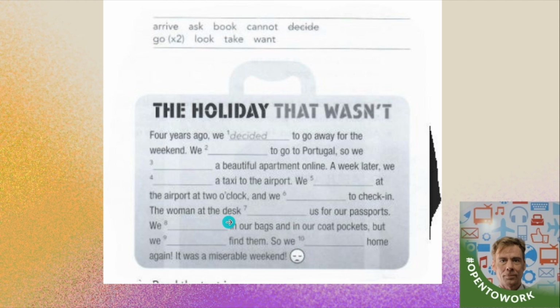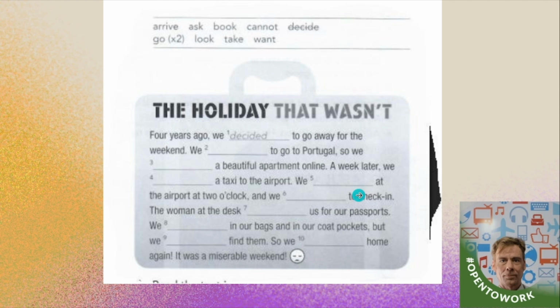The woman at the desk, us, for our passports. Again, collocations. The preposition for. What verb goes with for? That is ask. A regular verb, so asked us for our passports. We in our bags and our coat pockets. Your verb here is look.